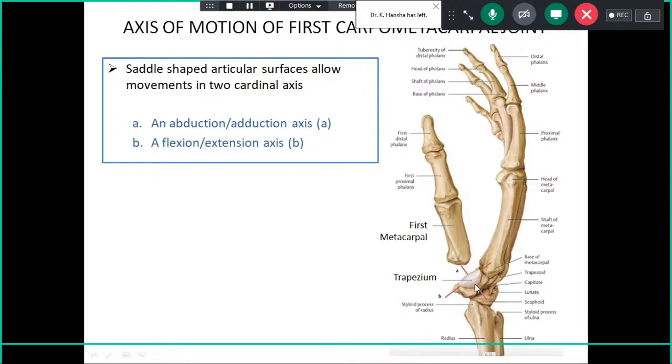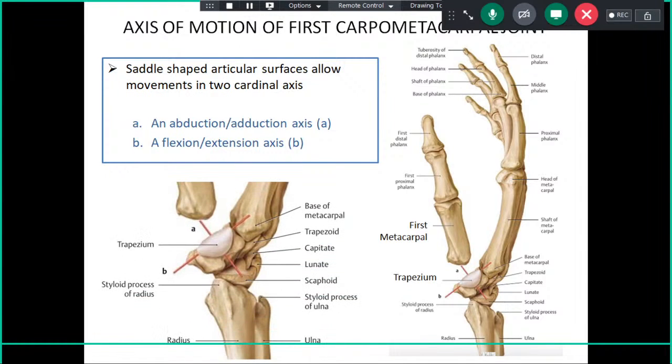The axis, the abduction and the adduction axis, is more from the dorsal to the palmar side. This axis will go from the palmar to the dorsal side, and the flexion and extension axis is in a more transverse plane. I'll show the movements when I come to it. This is a highlighted image of the same.